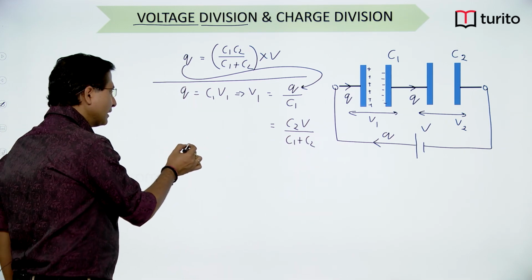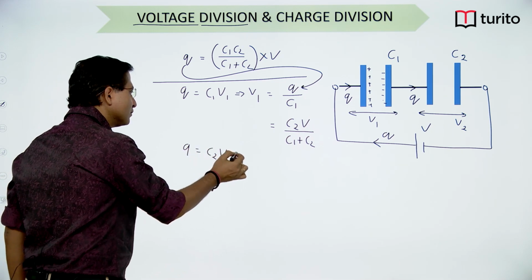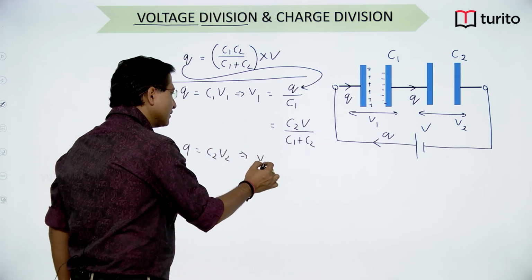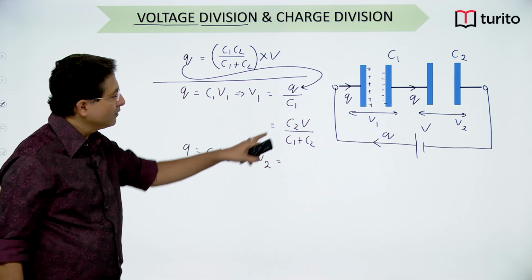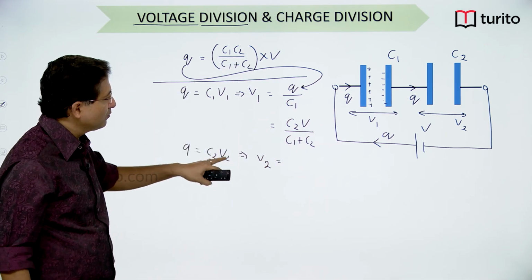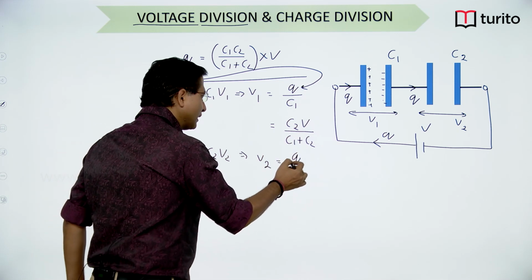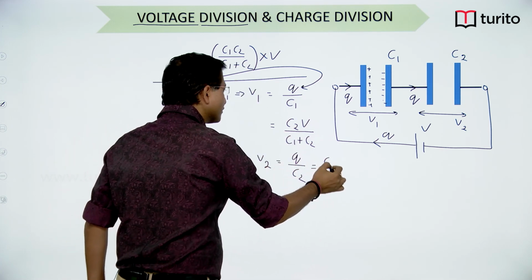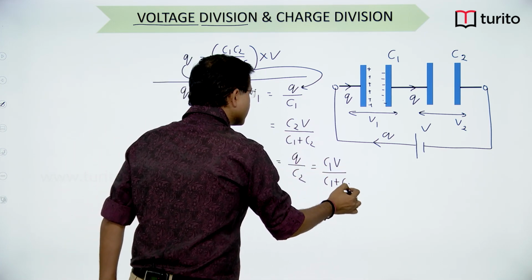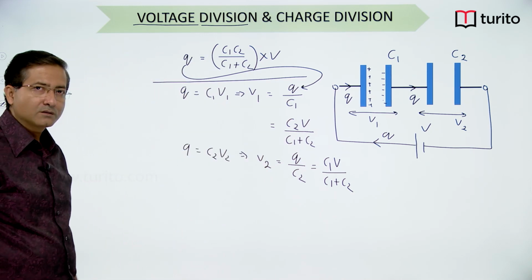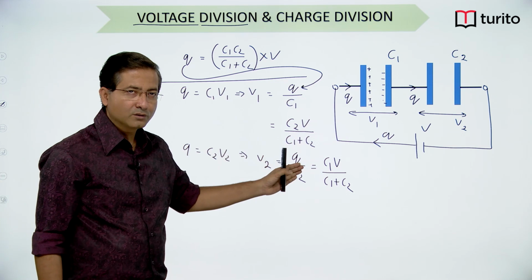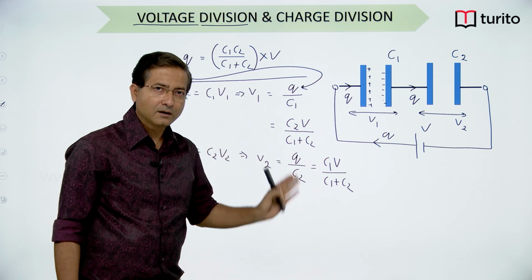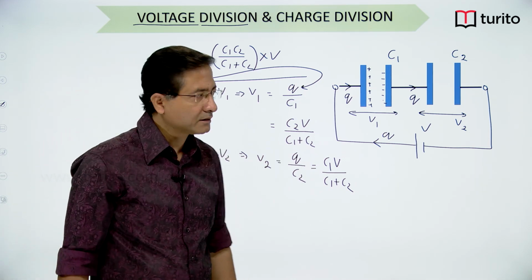Similarly, Q is equal to C2V2, both are carrying the same charge. That means V2 I can write, if you substitute here, as Q by C2. So this C2 and this C2 will get cancelled out, and you are going to get C1V upon C1 plus C2, right. So I told you the expression by logic, or I can apply Kirchhoff's law, and by that I am going to get the same result, right.